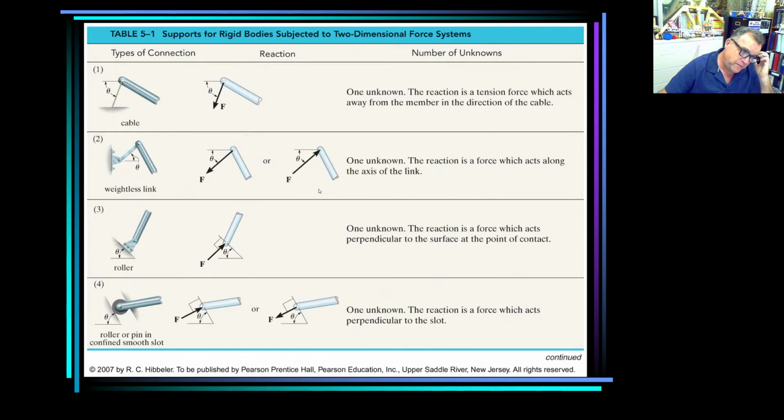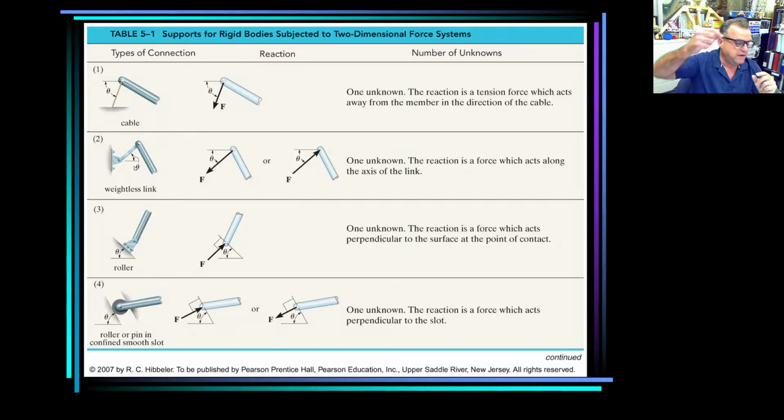And then if you keep reading and reading, there are other types. For example, like this one. This is a weightless link. The easiest way that I can define this to you is, imagine now a cable that can also push. That would be a weightless link.